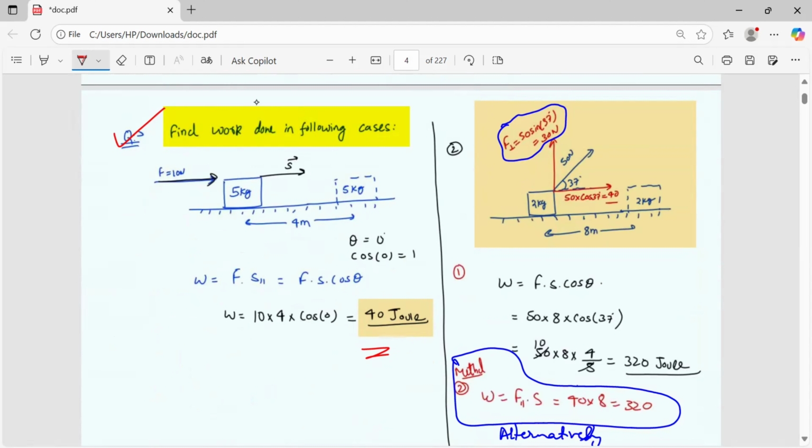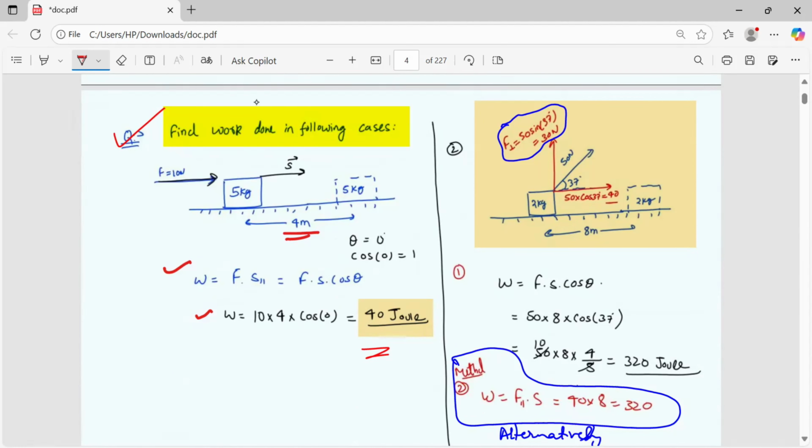Now next thing is the work done in following cases you have to calculate. Suppose एक ये diagram दिया हुआ है, इसमें 5 kg mass is there on the ground and there is displacement of 4 meter. Then theta is equal to 0, because the displacement is in the direction of force. So W is simply F dot S parallel. So FS cos theta, theta 0. So you can find out the work done as 40 joules.